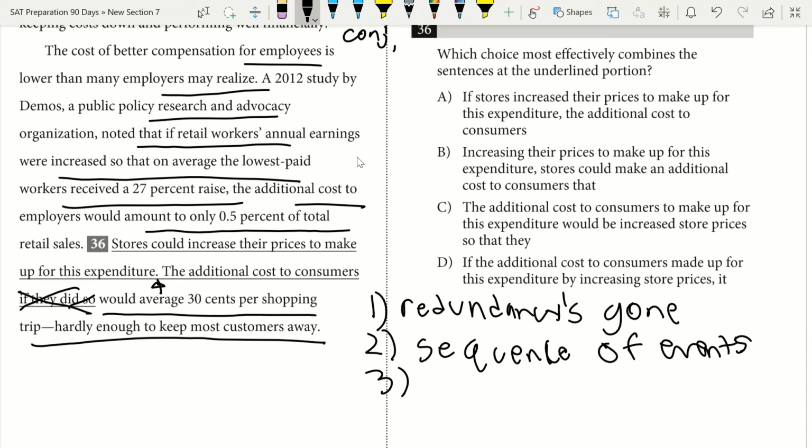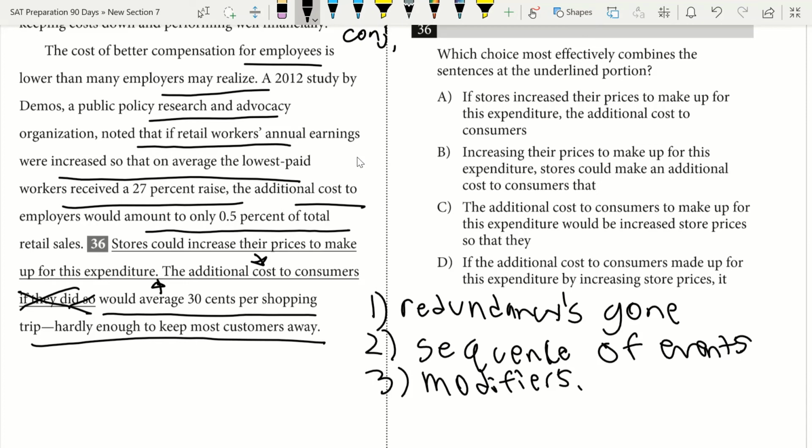Another thing that you should look out for when connecting these sentences is making sure that you have the correct modifiers, right? So you need your modifying phrase right next to its modifier. That's another thing you need to look out for. So let's go ahead and take a look at what we can do here. For 36, we've got stores could increase their prices, make up for this expenditure. That's the first thing that could happen, them raising their prices. And then that cost would be spread onto the consumer, so that cost should come next.